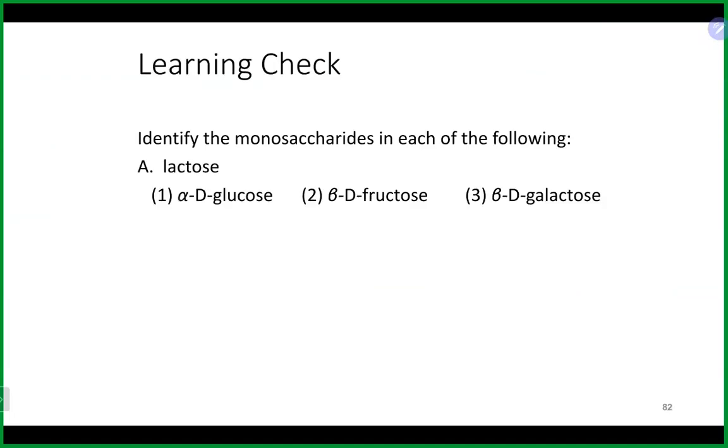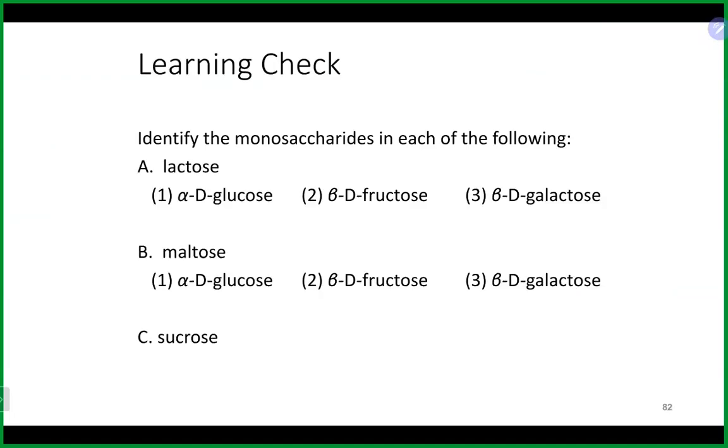All right, so let's talk a little bit about this here. For each of these, lactose is made up of what things? Galactose and a glucose, perhaps. Yes, sounds good. Maltose is made up of a couple of glucoses, I hope. And sucrose was the last one we were looking at there. That was our fructose and our glucose.